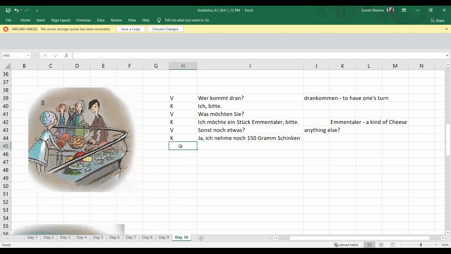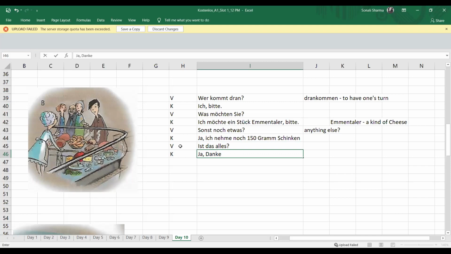Now she is saying, "Is this all?" How are we going to say it? Ist das alles? Ist das alles? And he is saying yes, thank you. Ja, danke. Wer kommt dran? Ich bitte. Was möchten Sie? Means, what would you like to have? Ich möchte ein Stück Emmentaler bitte. That means I would like to have a piece of cheese, a piece of Emmentaler.